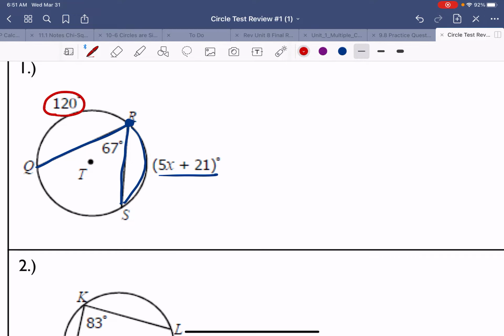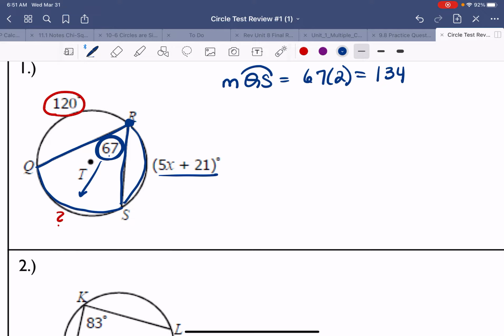And even though we don't have information about this arc quite yet, we know we can figure that out because the measure of arc QS is equal to whatever this angle is times 2. Because you have to remember, this angle right here is half of the measure of the arc. So if I multiply that angle by 2, that'll give me the value of the arc. And 67 times 2 will be 134. So I know that this arc right here is 134 degrees.